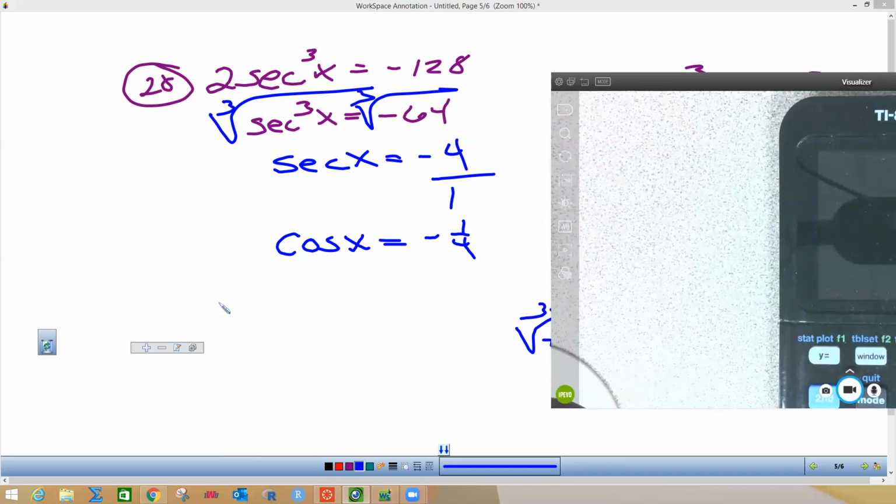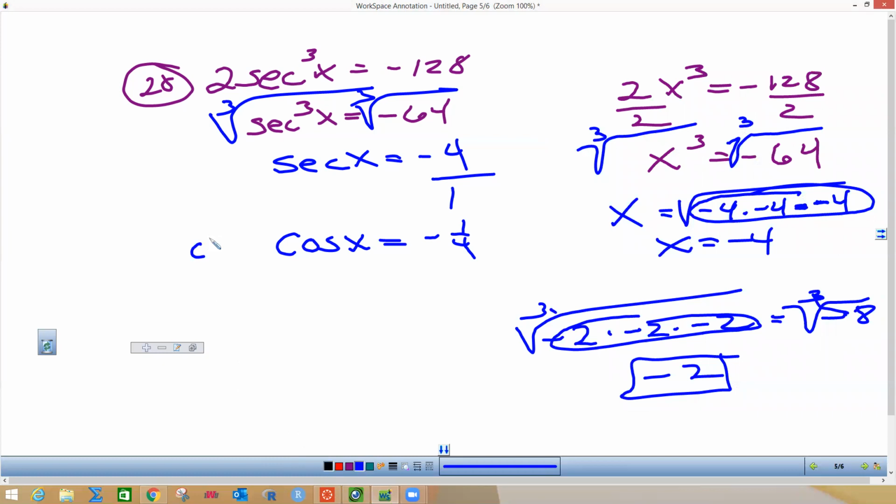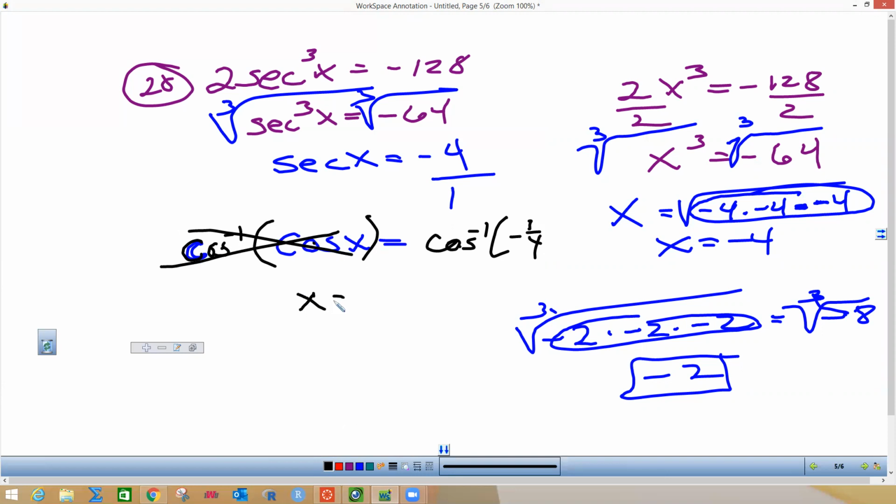Okay, that's called the inverse of cosine. So what you literally do here is take the inverse cosine of this side, which means, again, you have to do the same thing to both sides, so we do inverse cosine of negative 1/4. This inverse and this cosine cancel each other out, just like multiplying by 2 and dividing by 2 cancel each other out. So x is going to equal the inverse cosine of negative 1/4. So I have to get my calculator to do that.